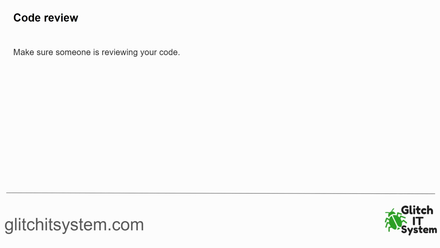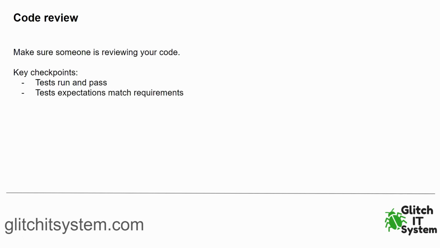All right, code review. Make sure somebody is reviewing your code. So make sure somebody is doing a review, and they should follow these key checkpoints. So the test should run and pass. That is bare minimum. If the person pulls your code in, they push the play button, it should run and everything should pass. You should not be checking in failing code. Test expectations match requirements. So this is just making sure that what you are expecting to happen is happening. Pretty simple. And then good coding conventions. We already talked about that.